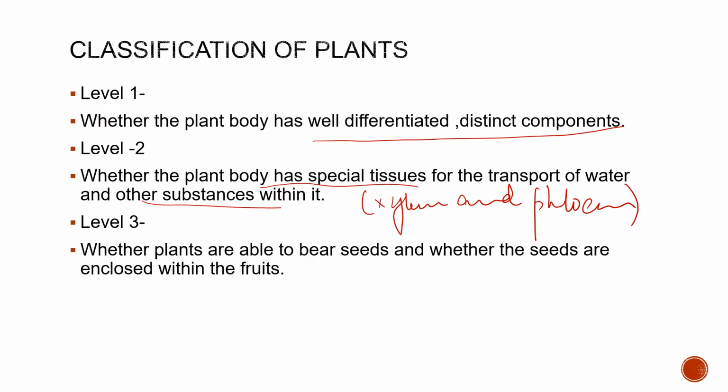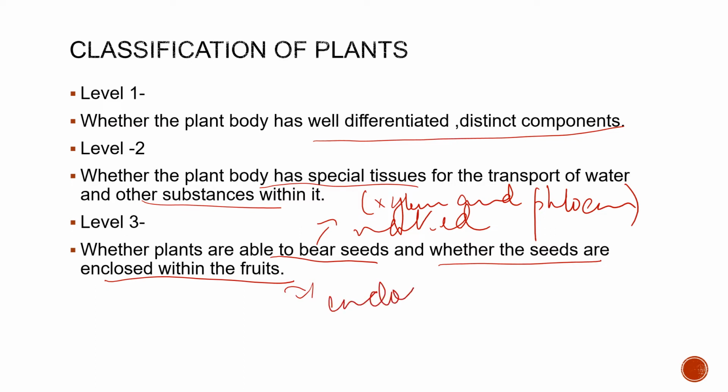Now level 3, what is it? Whether the plants are able to bear seeds and whether the seeds are enclosed within a fruit. What does that mean? It means whether the plants have naked seeds or seeds which are enclosed within the fruit. So these are the three basic things on which the classification of plants has been done.